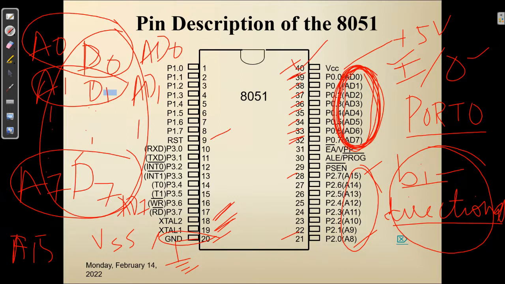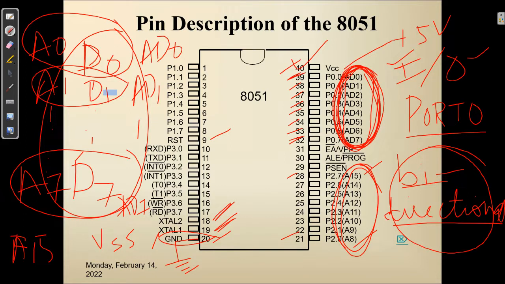Okay. Now these port 2 pins are not having dual function. They are dedicated for the higher 8 bits of address. Okay, so when you talk about port 2, it is only unidirectional, or you say quasi bidirectional. Okay.